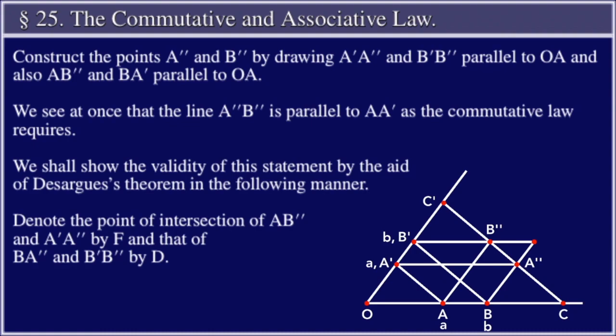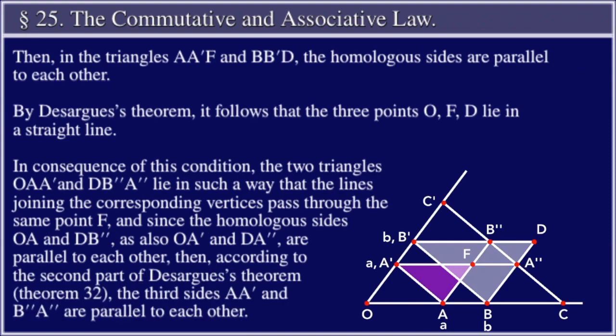manner. Denote the point of intersection of AB'' and A'A'' by F, and that of BA'' and B'B'' by D. Then, in the triangles A A' F and B B' D, the homologous sides are parallel to each other. By Desargues' theorem, it follows that the 3 points O, F, and D lie in a straight line.